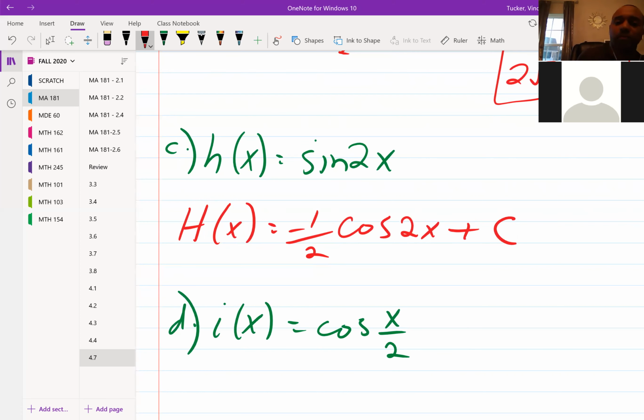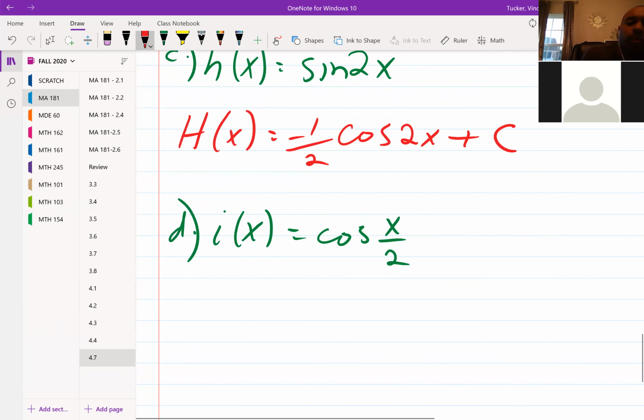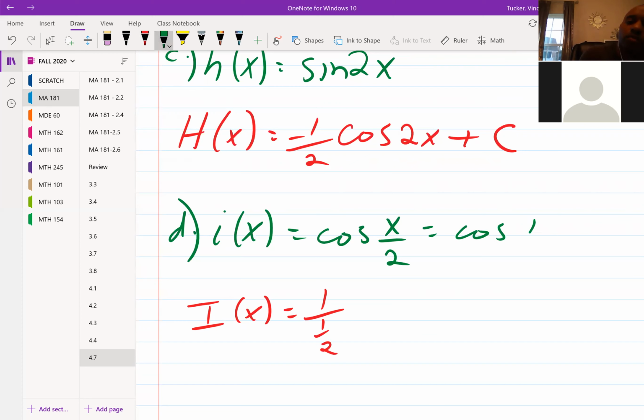Next one is dealing with cosine. We call it function I. All right, so same thing happens here. This is going to be 1 over 1/2. You know, that is cosine of 1/2 x. Same thing. x over 2 is 1/2 x. And that's going to be sine of x over 2 plus c. 1 divided by 1 over 2 is 2.